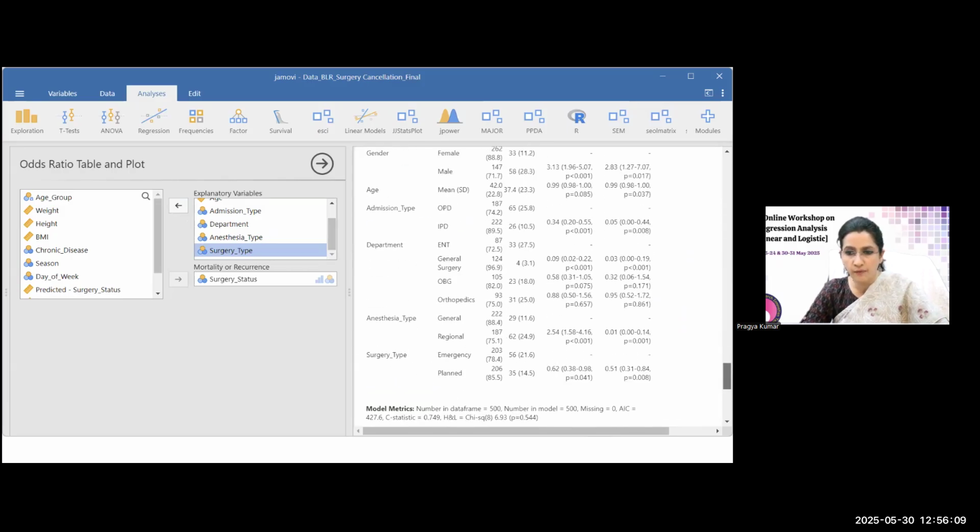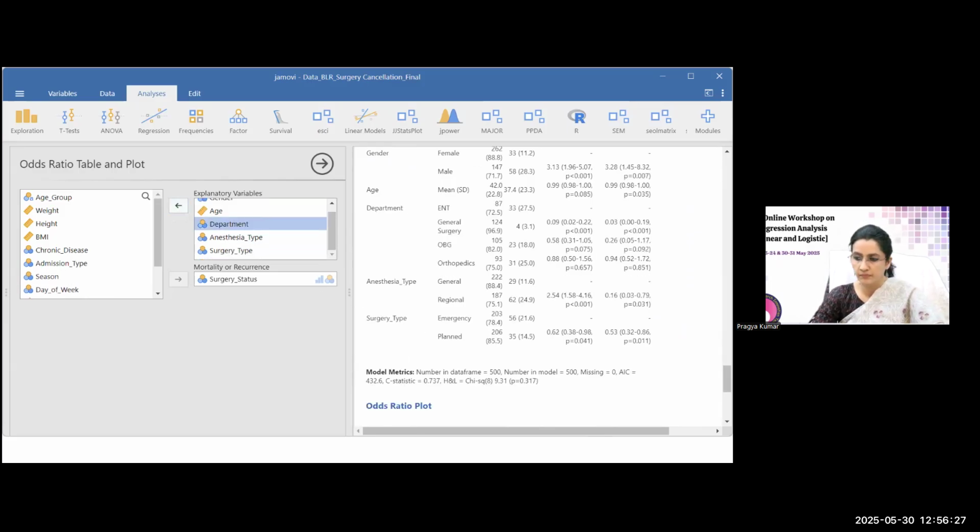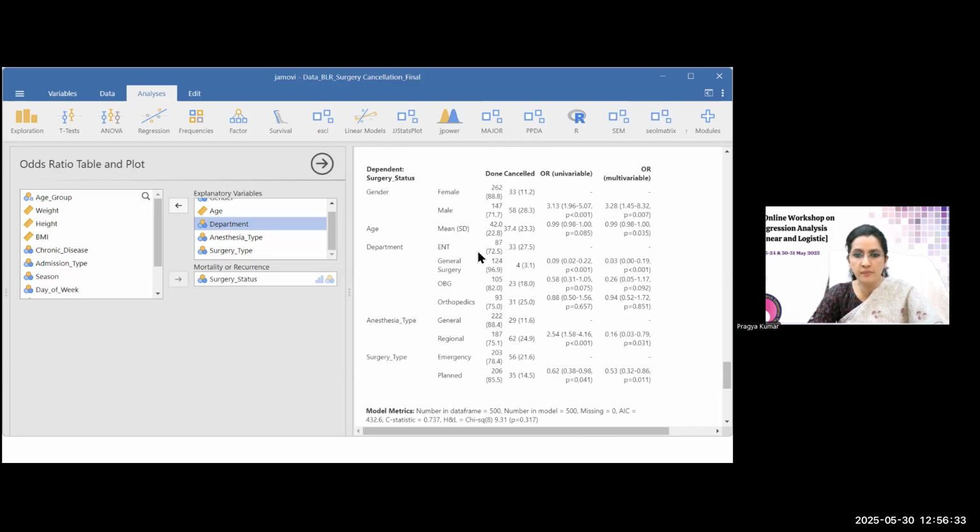So now you have got 1, 2, 3, 4: gender, age, department. Admission type was not there. It was, so admission type also I'll move. This was not significant. Again, I will click that so that it will buffer. So this is my final one.